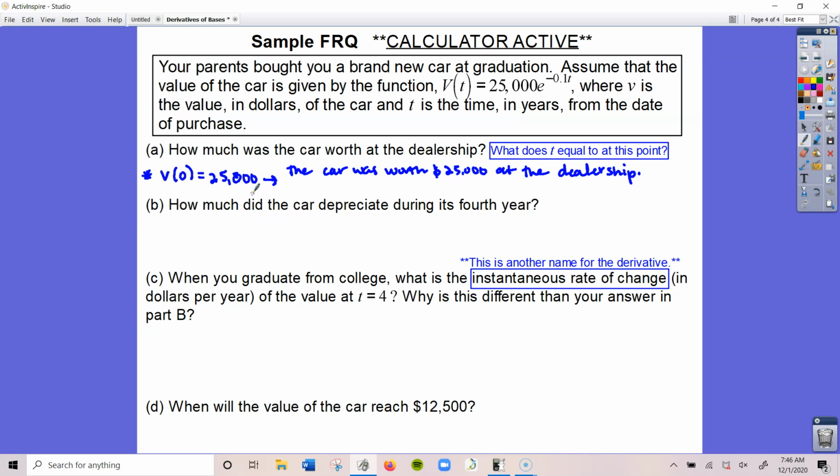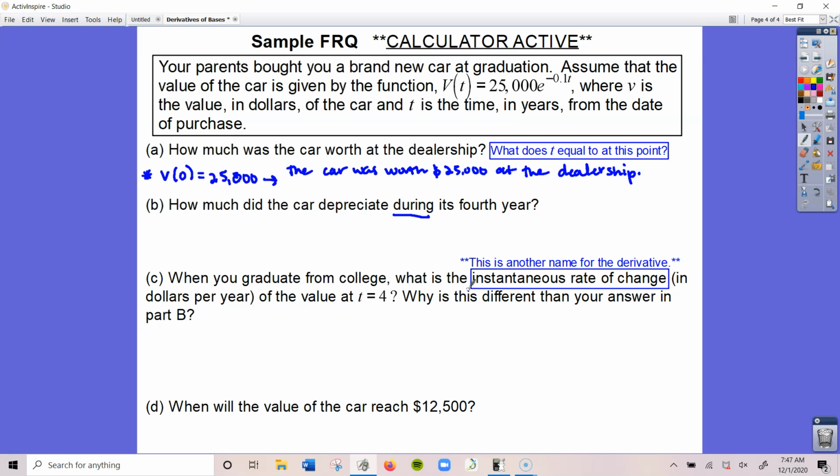Now, I didn't necessarily need to use the calculator in order to find this value. If you look at the equation, this is your typical P e raised to the rt equation, where P represents the principal, e is the base, the negative 0.1 is the rate of depreciation, and t is time. So P would be your principal, which is the initial value of the car. Now, how much did the car depreciate during its 4th year?